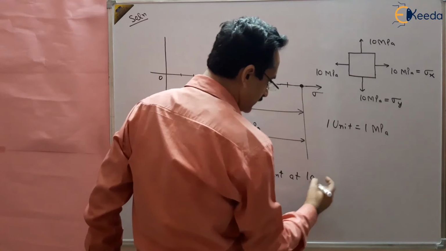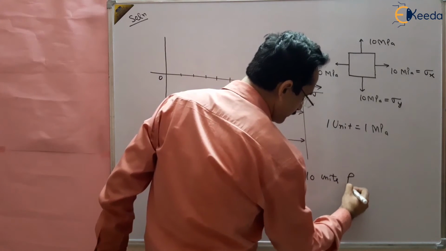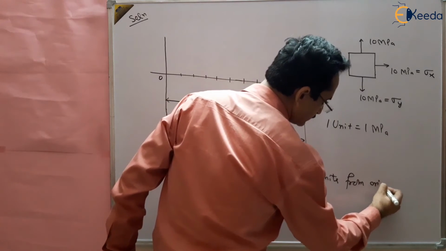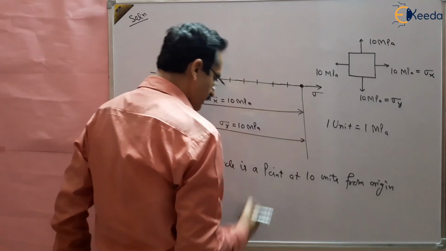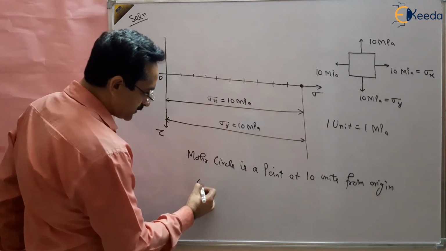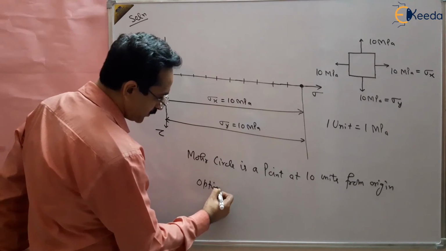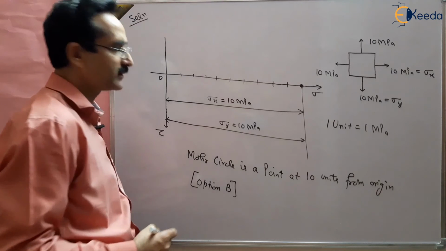So a point at 10 units from the origin. From the origin it is 10 units, right? So this is basically option B. So option B is correct, right? So this is the answer of this question.